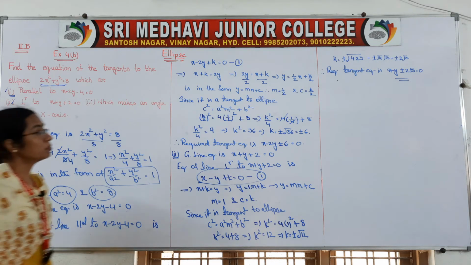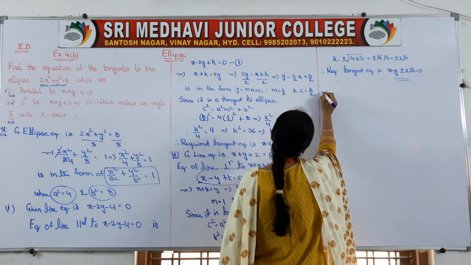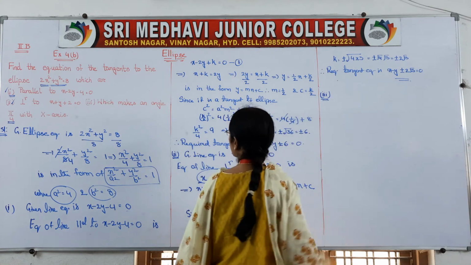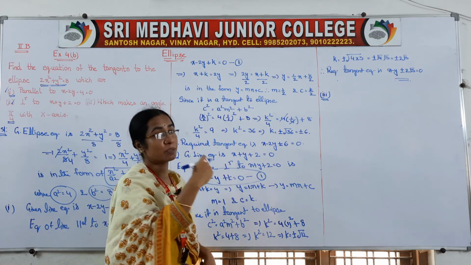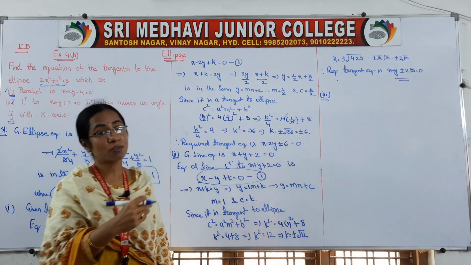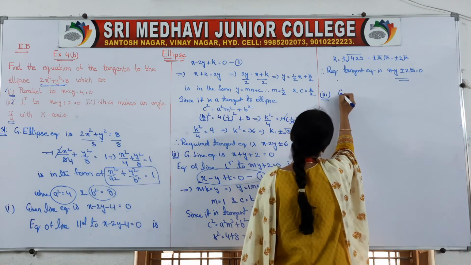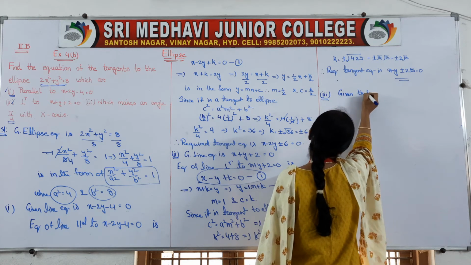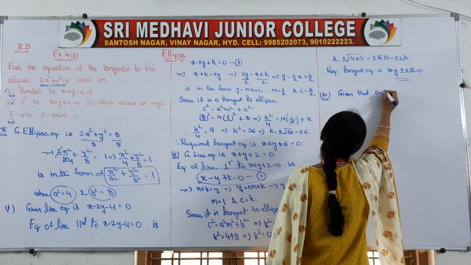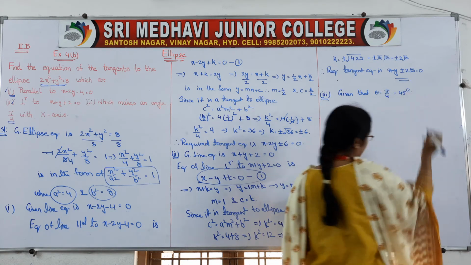Now, come to the third question. What is your third question? The third question is that the tangent makes an angle pi by 4 with the x axis. That means the angle is given to us, isn't it? Given that angle, theta is equal to pi by 4. Pi by 4 means 45 degrees.